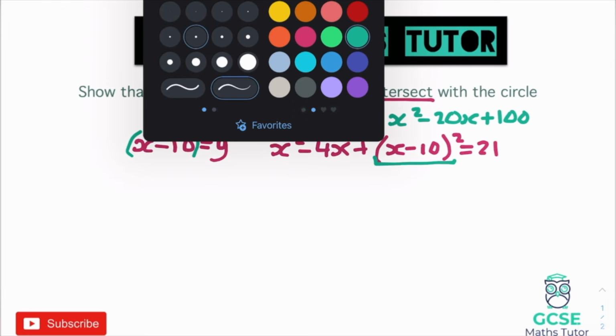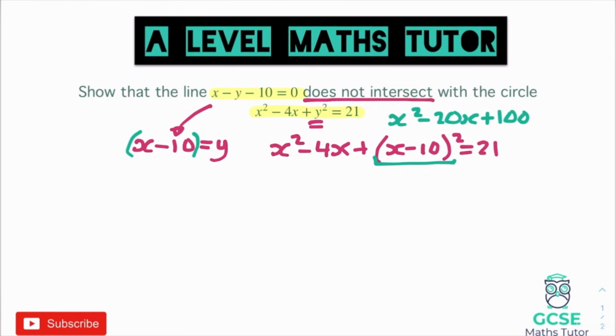So if we write that all out and simplify it, we've got 2x squared. We've got a minus 4x minus 20x, which is going to be minus 24x. We have a plus 100 at the end, but we're also going to have to minus this 21 to make sure it equals 0. So we can simplify that straight away, which is 100 take away 21, which is going to be plus 79. And that is now equal to 0.